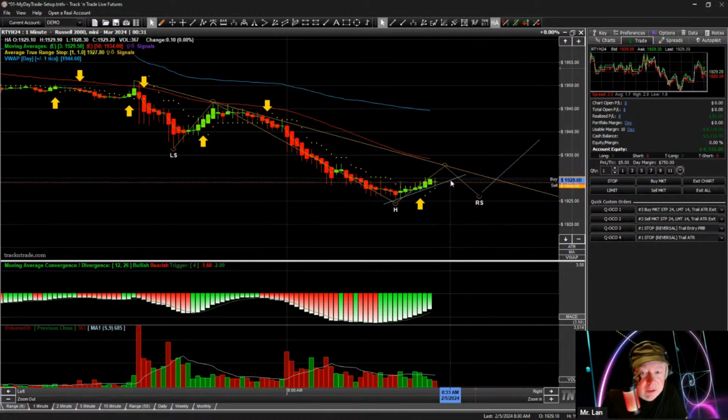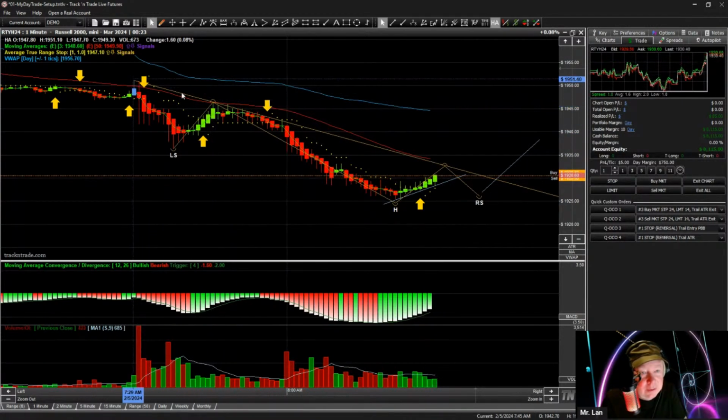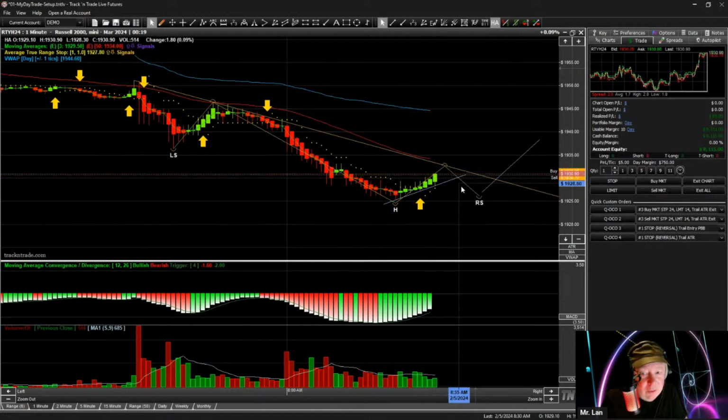So that's kind of what we're looking for. Whether it goes all the way up there and touches that would be right where that 28 period moving average is at. That would be a nice little setup with a trend line coming across there. That's where we'd look for the bounce. And we'll look for it to come down.